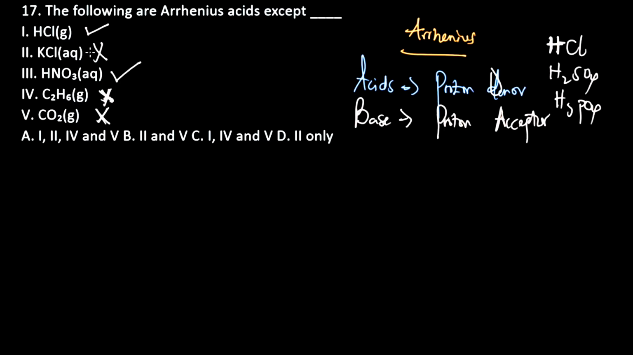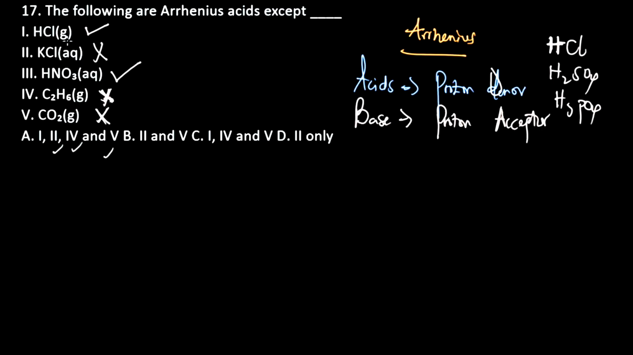So we have 1 and 3 to be the right answer, and the wrong one. The question says, which of the following are Arrhenius acid except? That's 2, 4, and 5. Let's see the options. Yeah, 2, 4, and 5. We have 2, 4, and 5 here.